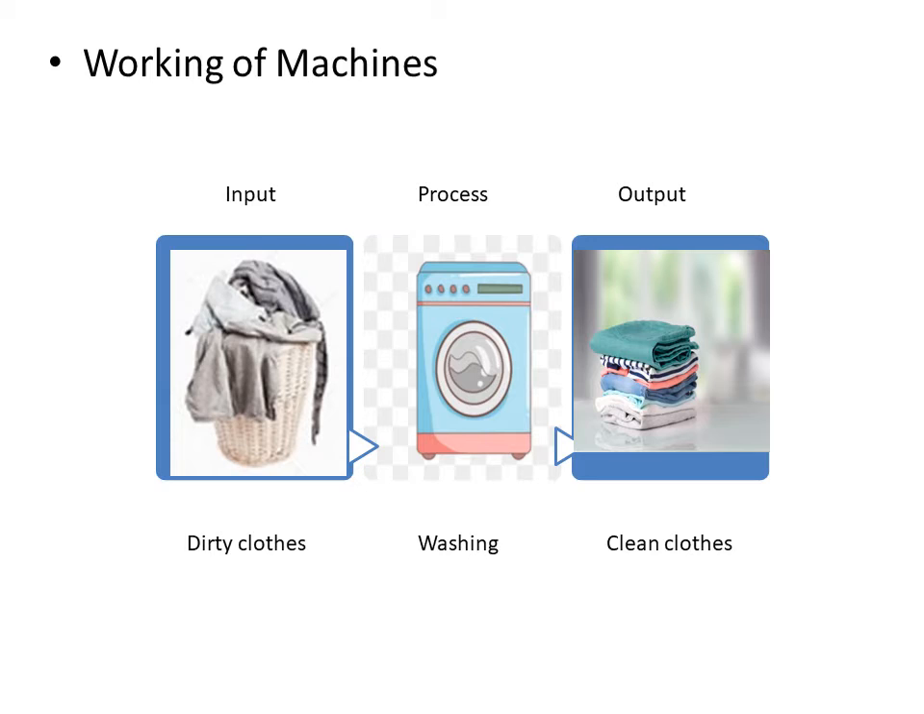So this is how a washing machine works, or any other machine like a mixer grinder, juicer. You put fruits inside the juicer, it will process it, then it will give you juice from the fruits. So this is how it works.